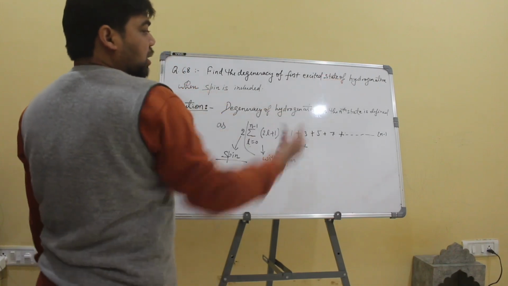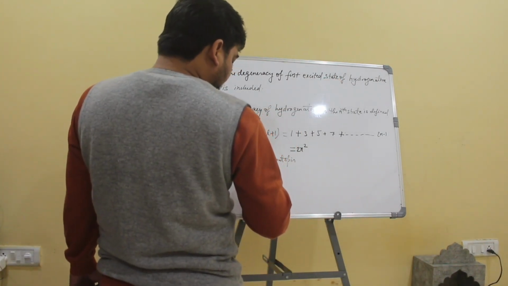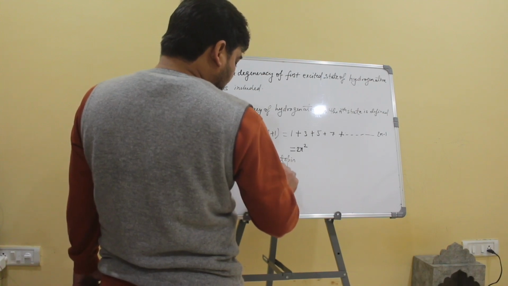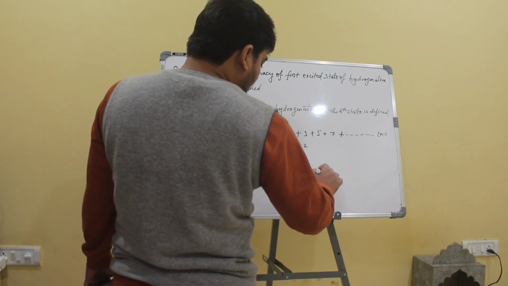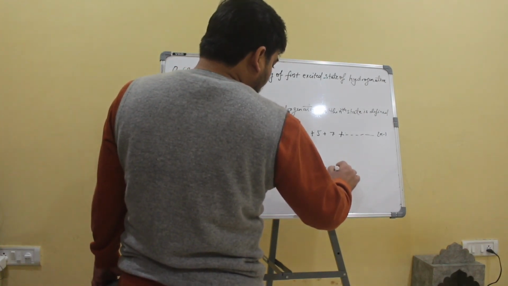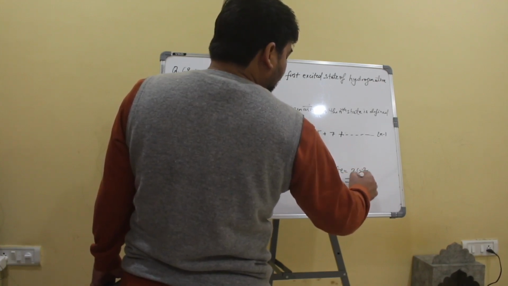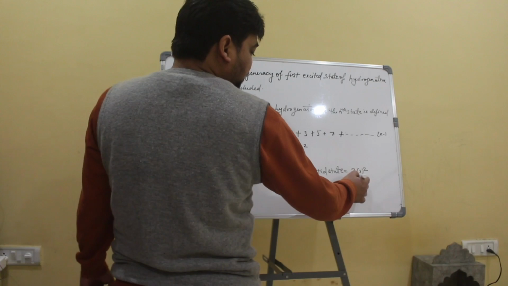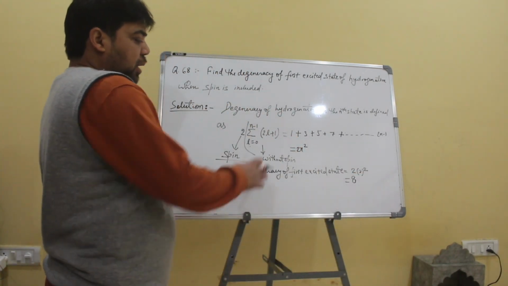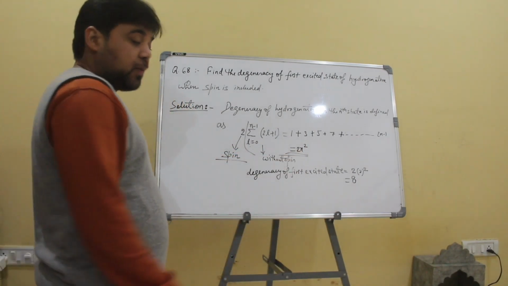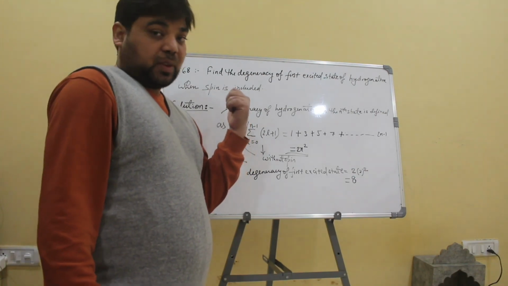So the degeneracy of the first excited state, which is nothing but the second state, is 2 times 2 square, which is 8. A very important result. Hope you will always remember it, and it can be asked anywhere in the exam.